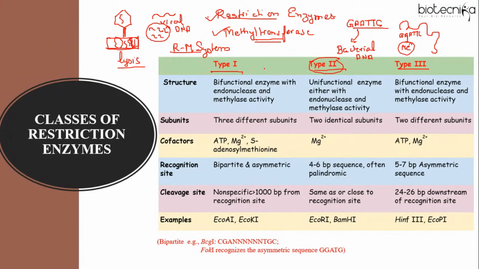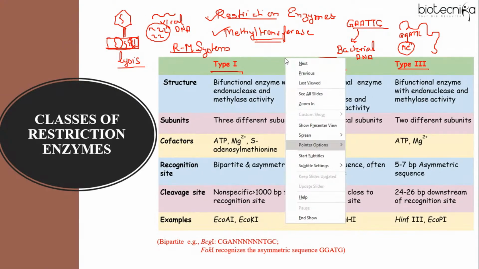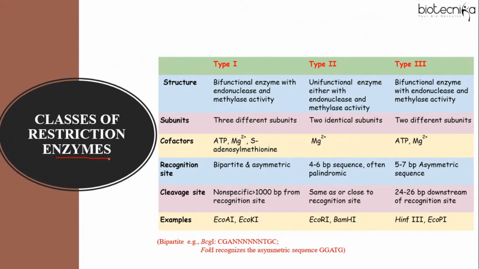So what is the difference between type 1, type 2 and type 3? Let's quickly go through the basic differences. As these are enzymes, you can note their structure: type 1 are bifunctional enzymes. I told you about two things in this restriction modification system of bacteria, right? So type 1 are bifunctional enzymes, that is they have both endonuclease and methylase activity. They will cut the DNA and they can add methyl groups as well. However, type 2 are unifunctional enzymes. That is, either they will perform endonuclease activity or methylase activity. Similarly, type 3 are also bifunctional enzymes.